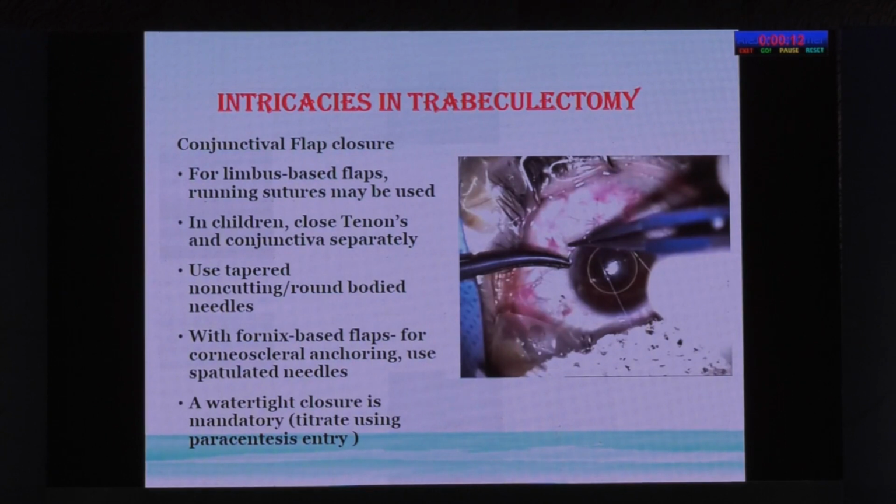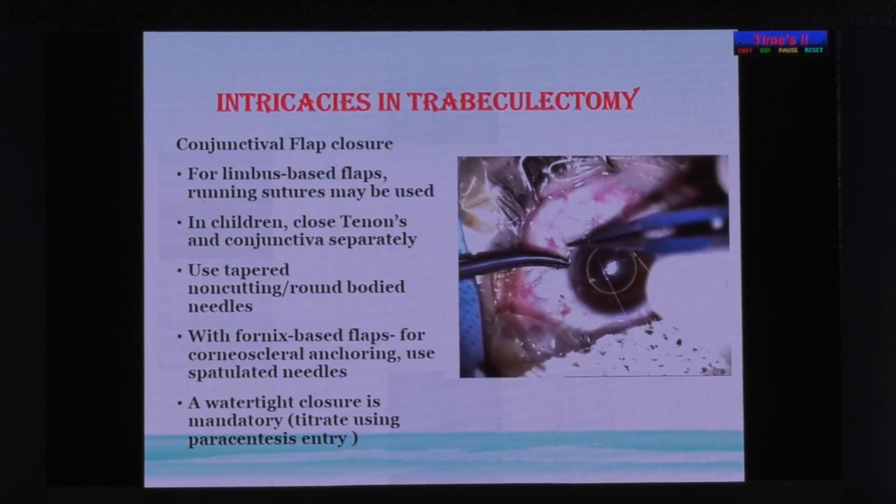What is important is that, especially if you've made limbus-based flaps, and if you're operating in a child or in a case of juvenile glaucoma, in those cases, maybe you can prefer to close both the Tenon's and the conjunctiva separately. But whatever type of closure you're using, whether a single closure or a separate layer closure, it is important the Tenon's should not pop out at any time. While for a fornix-based closure, it is important that you use round-bodied needles because you do not want any leaks occurring through your needle bites. However, when you're doing a corneal scleral anchoring, in those cases, probably you can use a spatulated needle. And what you require in the end is a watertight closure. So that is mandatory, and that can be titrated using your paracentesis entry, which you have made in the beginning of your surgery.